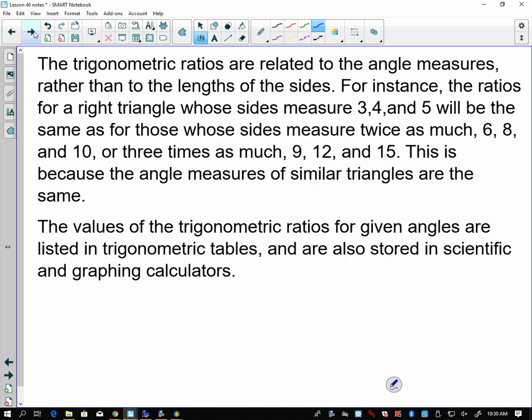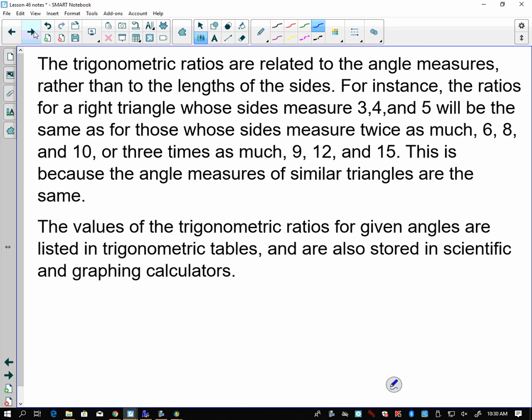All right. So trigonometric ratios are related to the angle measures rather than the lengths of the sides. For instance, the ratios of a right triangle whose sides measure 3, 4, 5, a Pythagorean triple, will be the same as those whose measures are twice as much: 6, 8, 10, still a Pythagorean triple, or 9, 12, 15, still a Pythagorean triple. This is because the angle measures of similar triangles are the same, meaning those ratios are going to reduce down, right? Because they're fractions that will reduce. So the fraction 3/4 and the fraction 9/12 is still 3/4. Does that make sense? Okay.